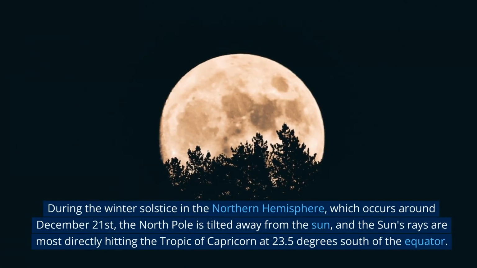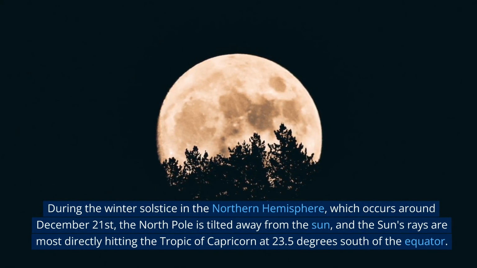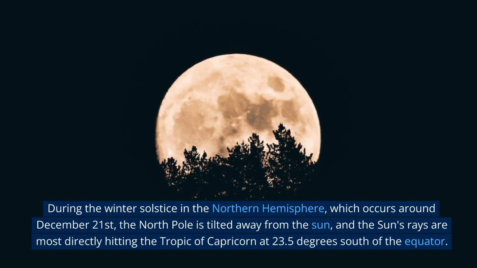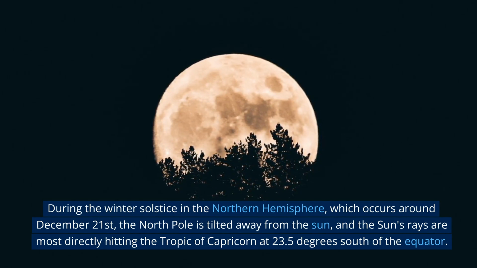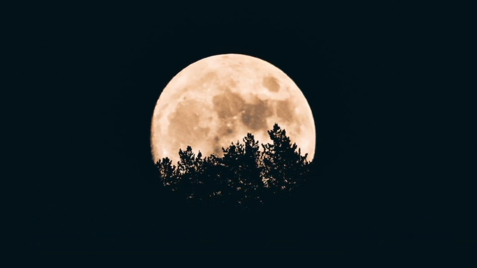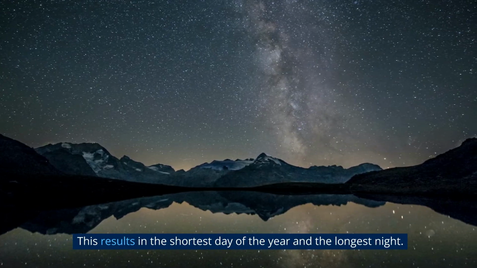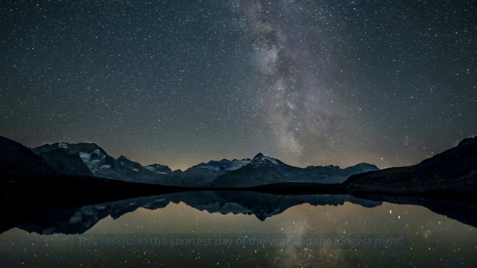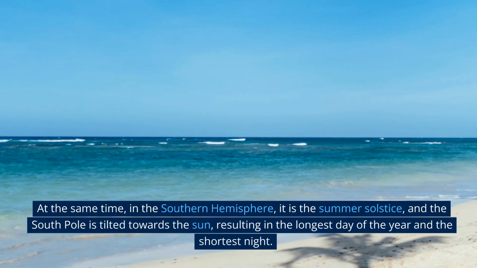During the winter solstice in the northern hemisphere, which occurs around December 21st, the North Pole is tilted away from the Sun, and the Sun's rays are most directly hitting the Tropic of Capricorn at 23.5 degrees south of the equator. This results in the shortest day of the year and the longest night. At the same time, in the southern hemisphere, it is the summer solstice, and the South Pole is tilted towards the Sun, resulting in the longest day of the year and the shortest night.